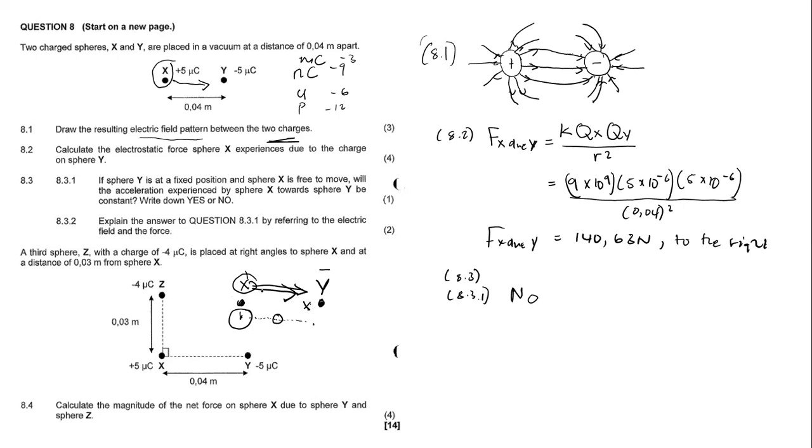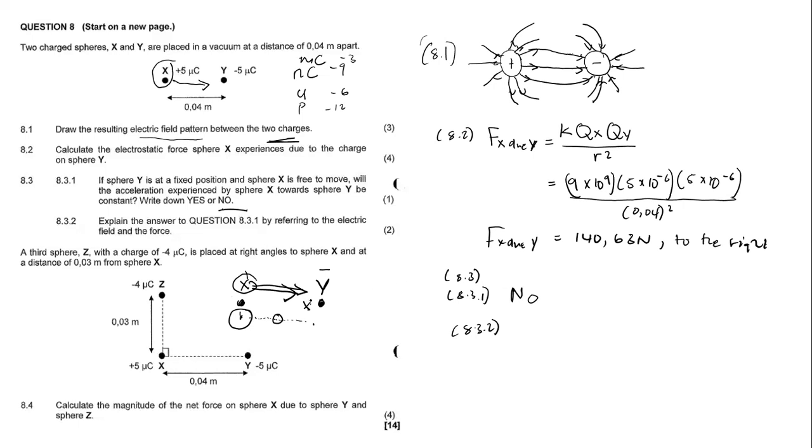So that means the acceleration of X will increase as X moves towards sphere Y, because the more X moves towards sphere Y, the greater the electric field strength X experiences. So in this case, the acceleration experienced by X is not going to be constant. So the answer is no, it won't be constant. Now, what will be the reason for 8.3.2? Explain the answer to question 8.3.1 by referring to the electric field.